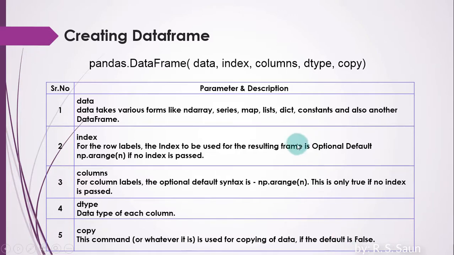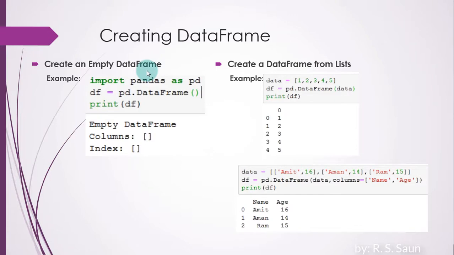So let's see how to create data frame objects. In this context we are going to see how to create an empty data frame first. To create an empty data frame we just need to call the DataFrame function and not supply any parameter. This will create an empty data frame object. You can see empty DataFrame, columns are empty and index is empty. So it contains 0 columns and 0 indexes.